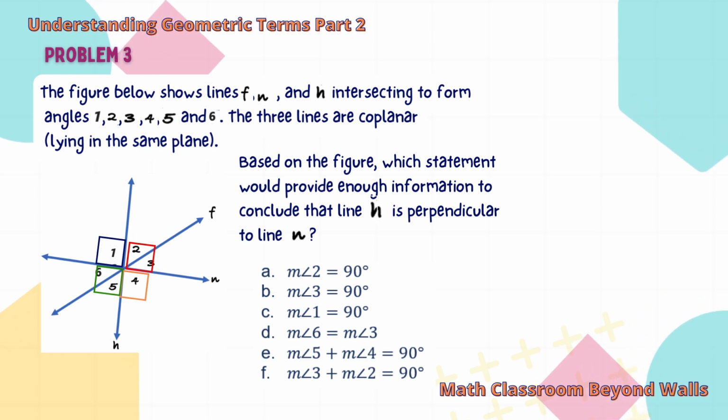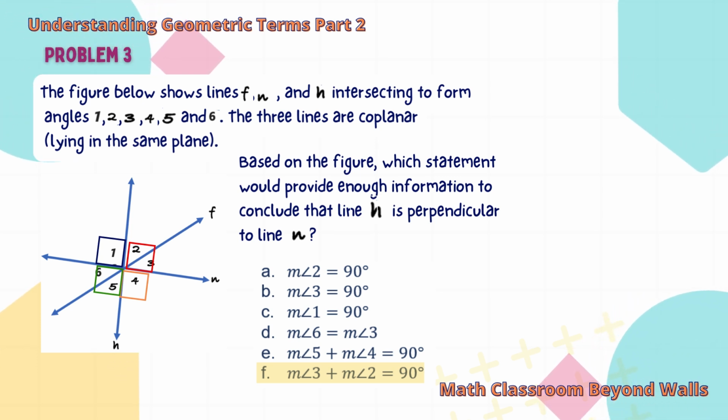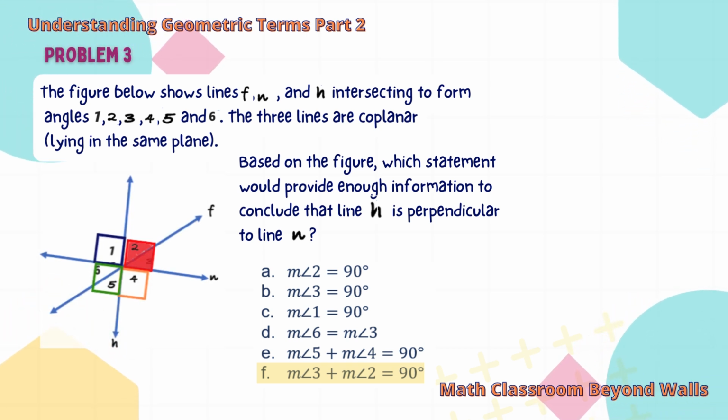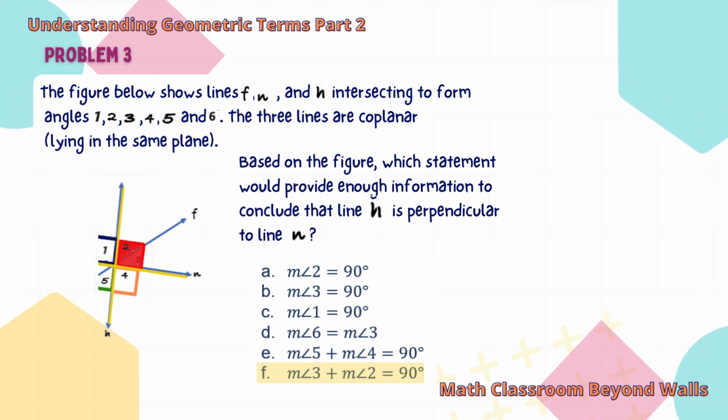Let's go to option F. The measure of angle 3 plus the measure of angle 2 equals 90 degrees. Where are these angles in the figure? Okay, is the sum of the two angles equal to 90 degrees? Yes, the sum of the two angles is equal to 90 degrees. And these angles are the angles at the intersection of line H and line N. Therefore, this statement would provide enough information to conclude that line H is perpendicular to line N.